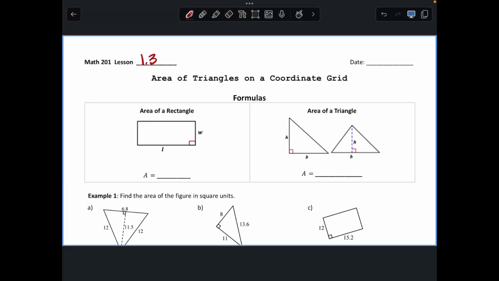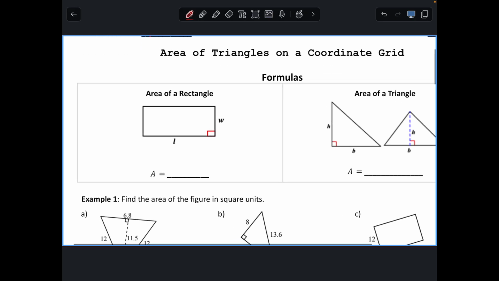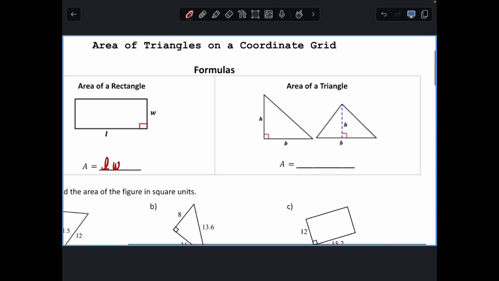All right, today we are doing the area of triangles on a coordinate grid. So the formulas you need to know are the area of a rectangle and the area of a triangle. For the area of a rectangle, you just multiply the length times the width. For the area of a triangle, it's going to be 1/2 the length times the width. Sorry, not the length times the width. We're not using that. We're using base times height.